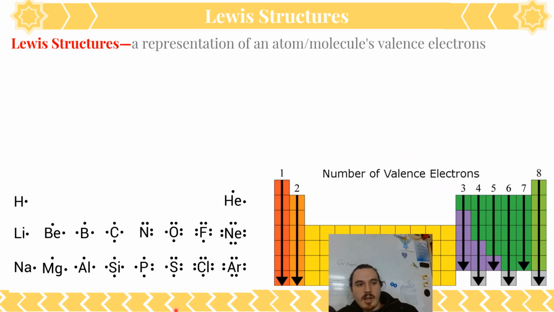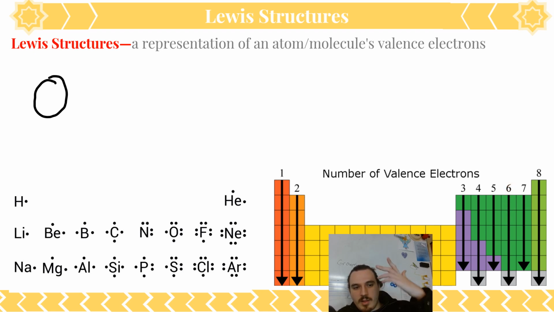All right, so to start out, Lewis structures are just a representation, a drawing of an atom or molecule's valence electrons. So where are they and what are they doing? If we wanted to represent something like oxygen and its valence electrons, it's in group 16, so it should have 6 valence electrons.